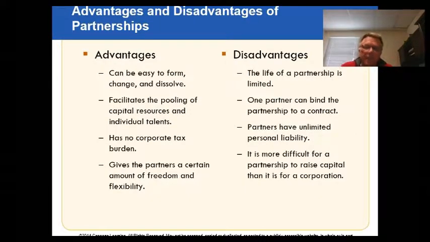You can see some advantages and disadvantages. I'll point out a couple. Partnerships are really easy to put together. Other than some lawyer costs, it doesn't cost a lot to do, at least in the state of Michigan. And generally speaking, the life of a partnership is limited unless there's some sort of wording that allows it to keep going on into perpetuity.